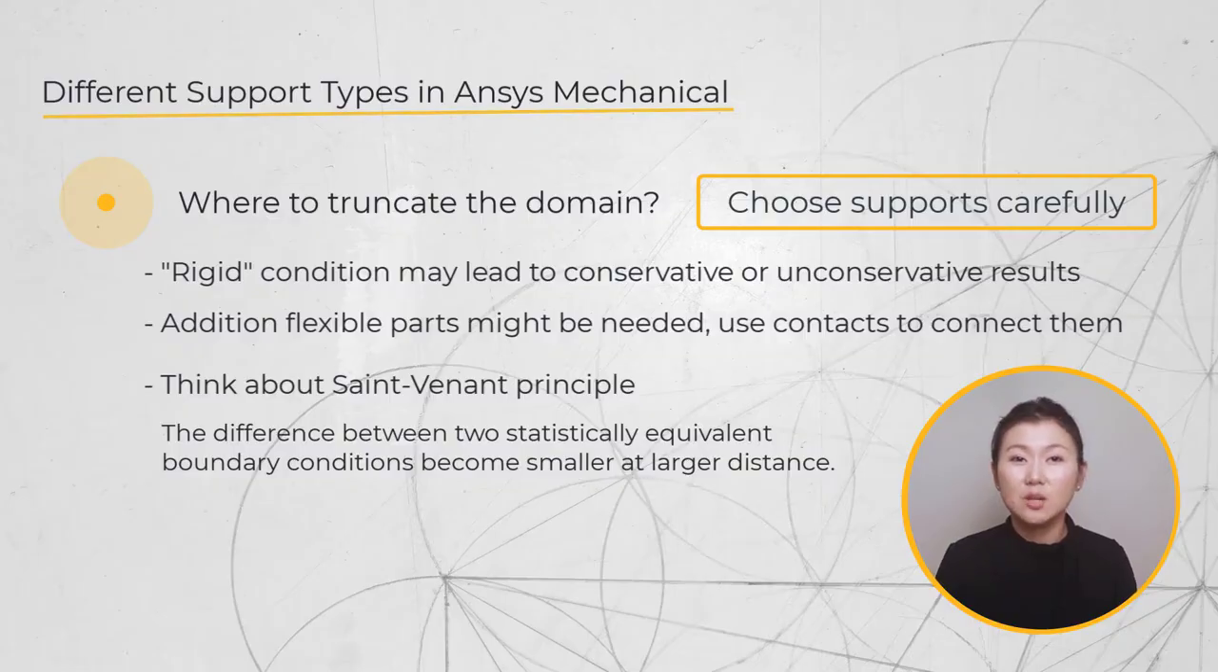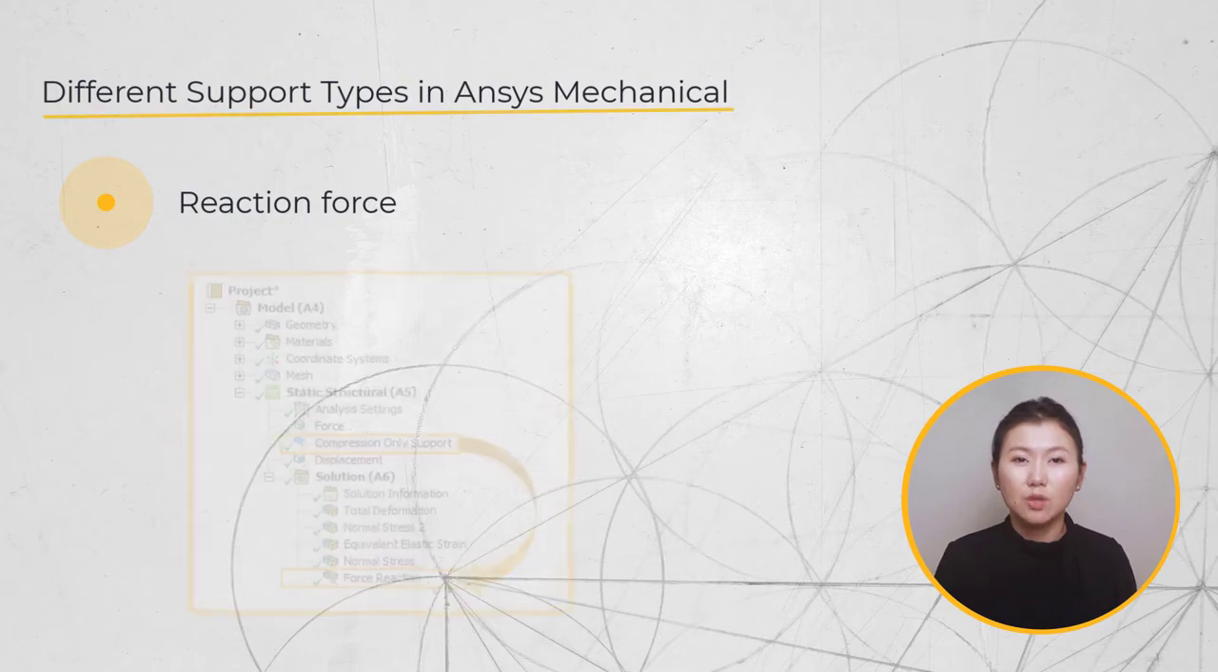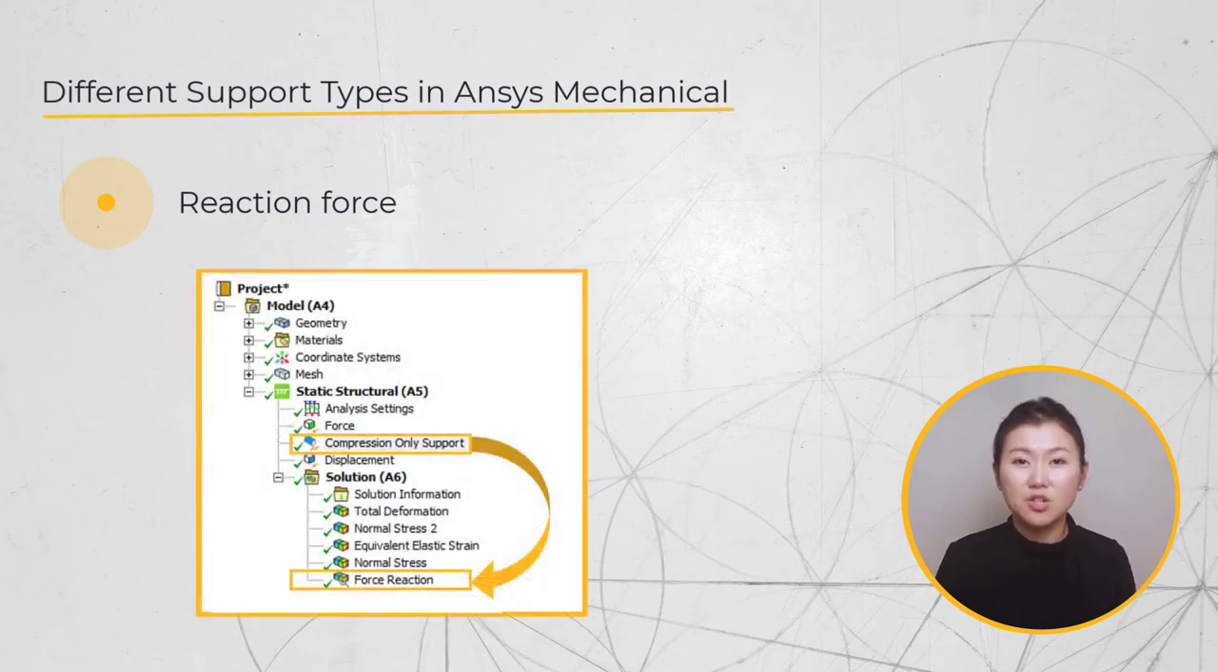After truncating our domain by applying the relevant supports, we solve the model. We can drag and drop the support boundary conditions on the solution branch to obtain the reaction force at that support. This will help us to check the balance between the applied and reaction forces. But we should be careful while evaluating the support's reaction forces.